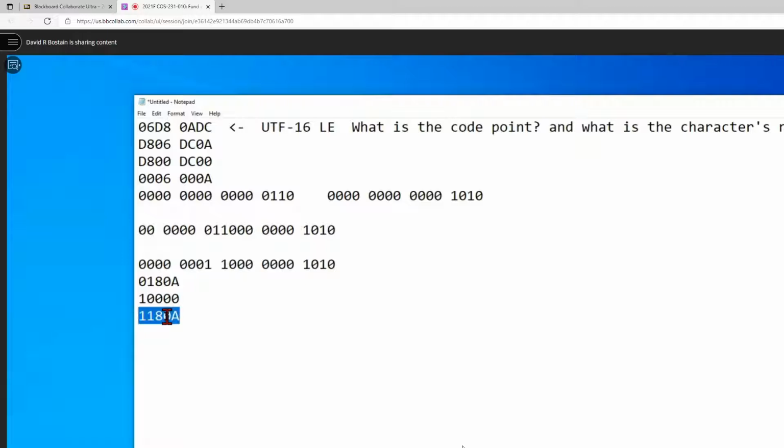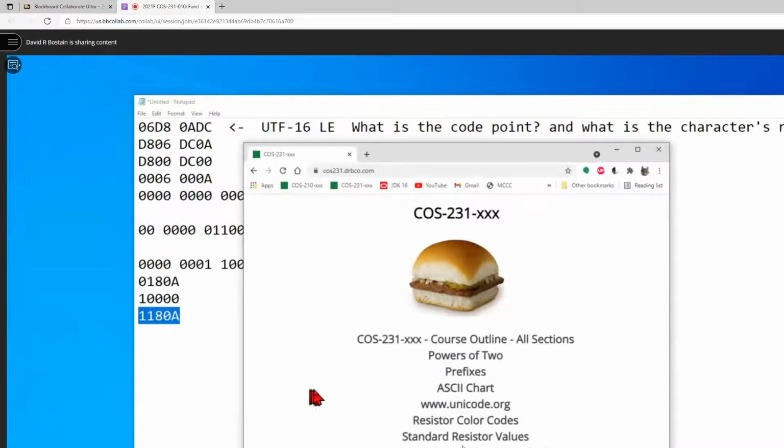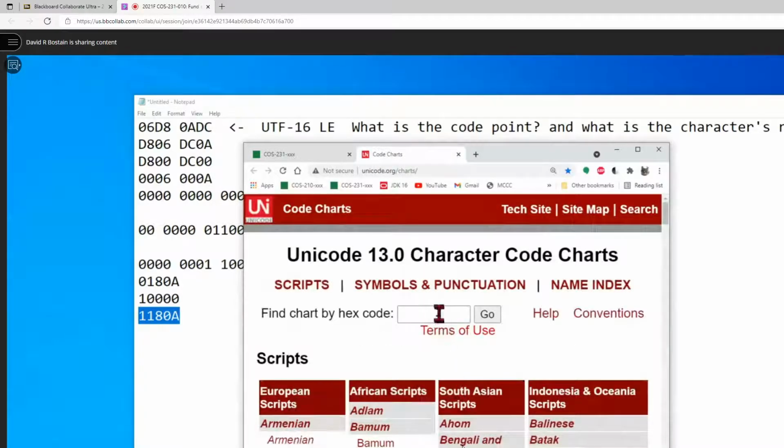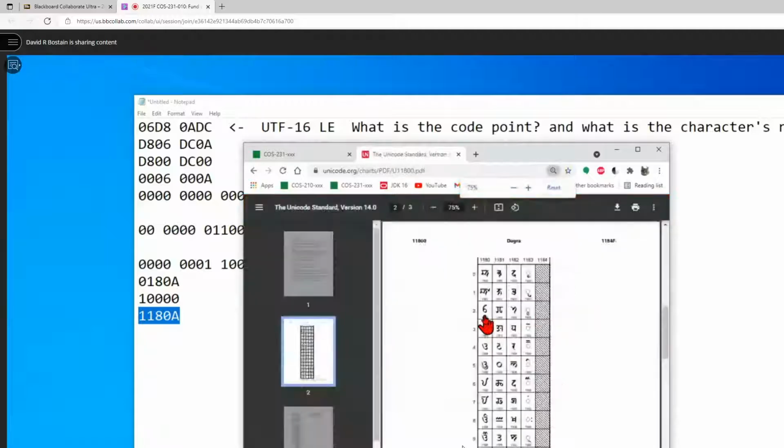Okay, so I'm going to take this number and go to the Unicode site. Plug it in. And on this page, I'm going to find that number. Since it's in here twice, one will be the character itself, the second will be a reference. Okay, so it's right here.